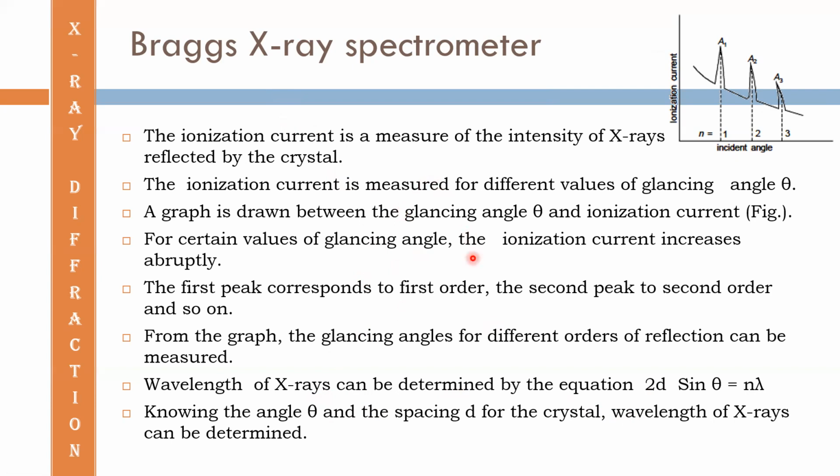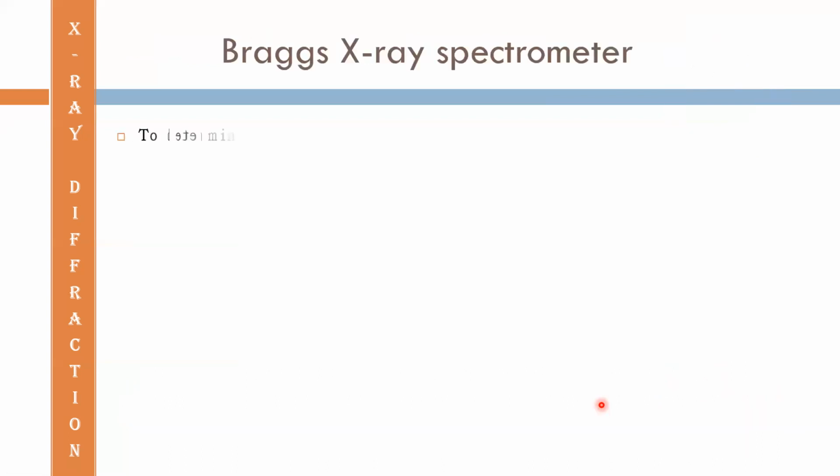And the same data can also be used for different parameters. If the wavelength of X-ray is known and we measure the glancing angle, we can obtain the interplanar distance.